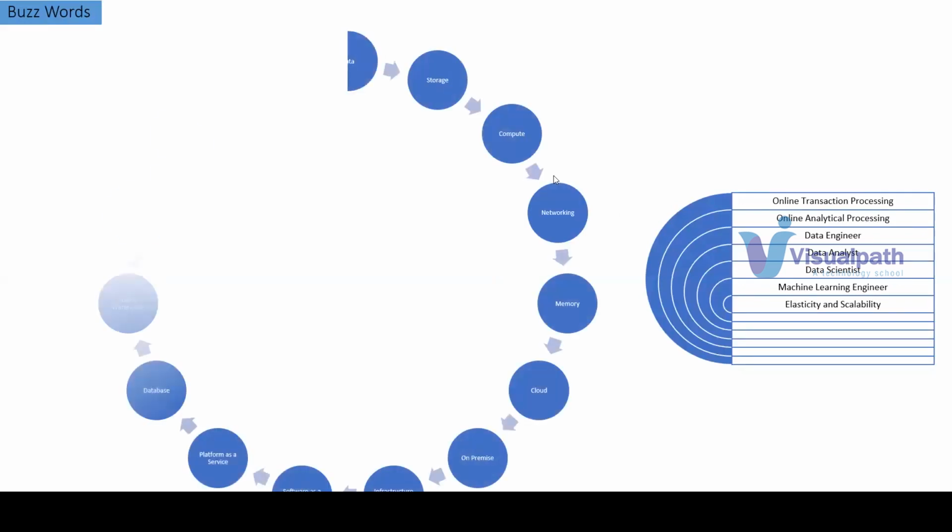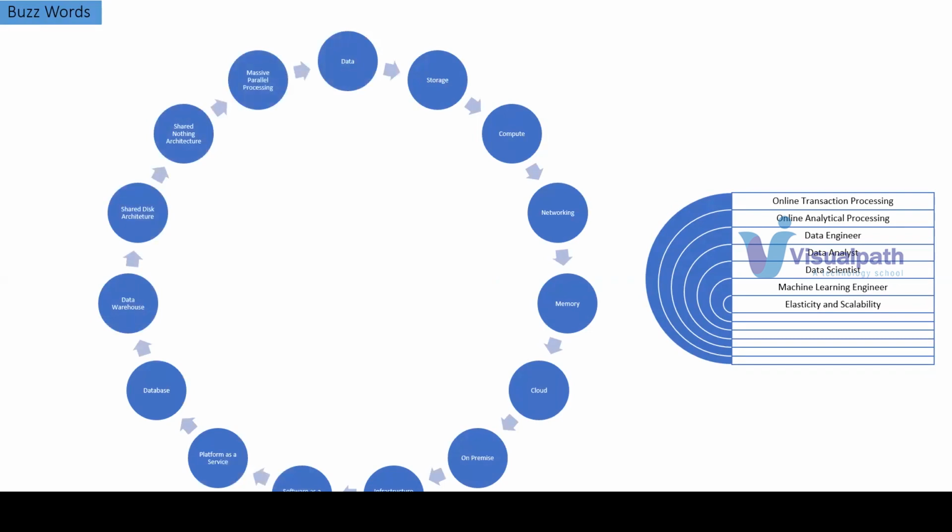See here, these are all the buzzwords that you will be listening to in the next 45 days. Don't worry about what all these things are, but many of them you might already know. The data, the storage, the compute, the networking, the memory, the cloud infrastructure, database, data warehouse, shared data architecture, and then massive parallel processing. These are all the things that we generally talk about in this 45 days of program.